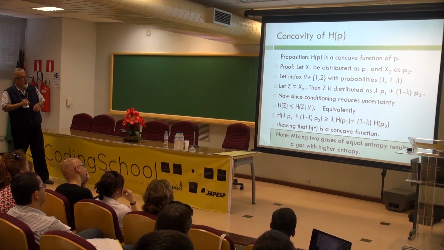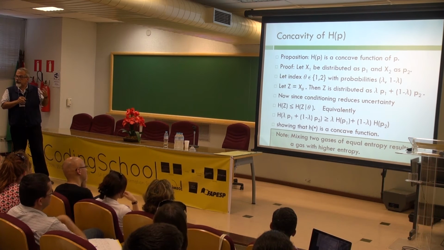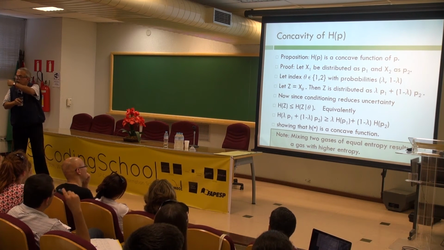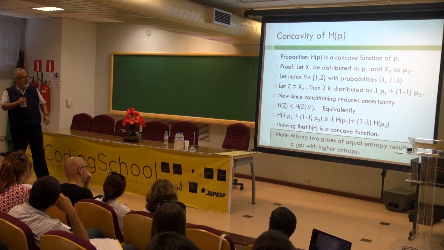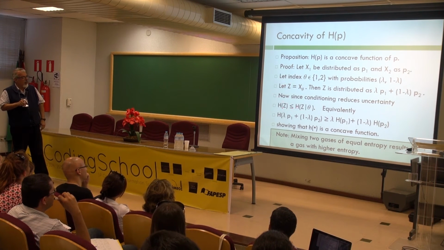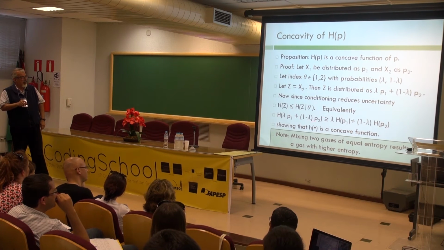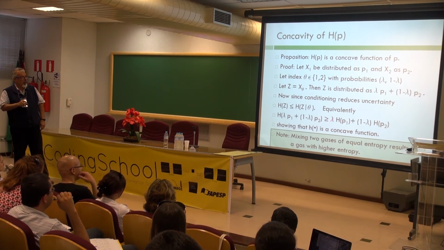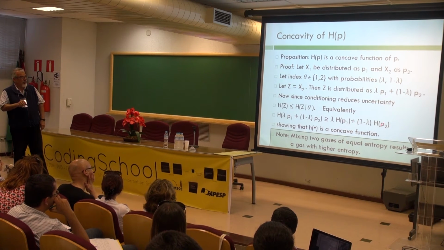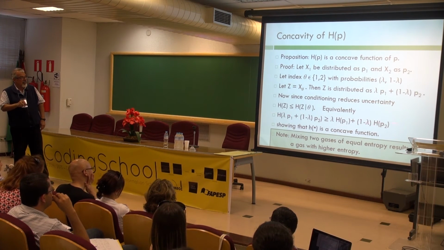Now, since conditioning reduces uncertainty, H of Z is smaller than H of Z given theta, because conditioning reduces entropy. All the way from that lemma there, that log x is smaller than x minus 1. Now, what is the entropy of Z? Well, it's the entropy of this distribution here. And what is the entropy of Z given theta? It's going to be H of p1 with probability lambda and H of p2 with probability 1 minus lambda. This is essentially saying that H is a concave function.